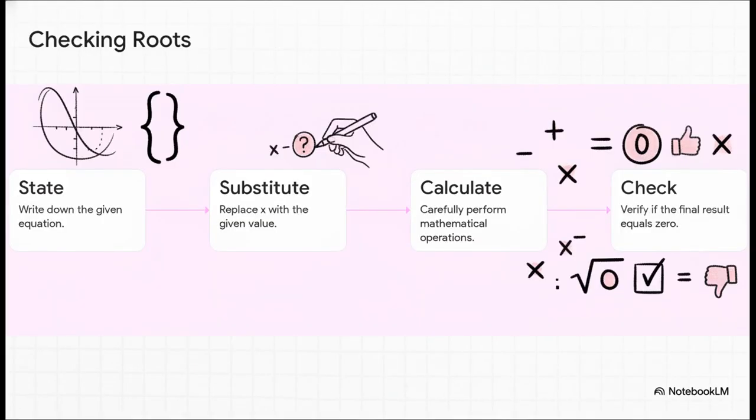Whenever you're asked in an exam to check if a given number is a root, you really must follow these 4 methodical steps. Step 1. Clearly write down the polynomial equation. Step 2. Simply substitute the given number in place of x. Step 3. Carefully perform your mathematical operations. Square the numbers, multiply, add, and subtract. Finally, step 4. Check your final result. If it comes out to exactly 0, then yes, it's a root. If it is literally any other number, it's not a root.